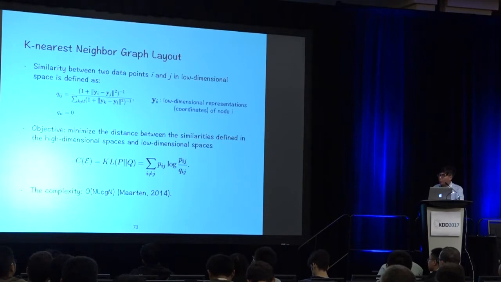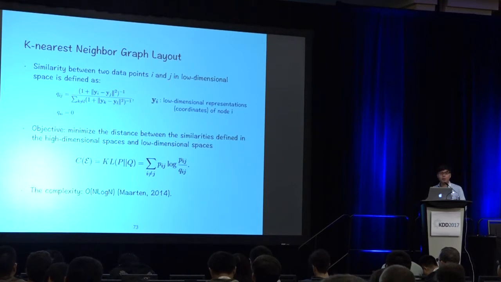The overall complexity of optimizing this objective function is n log n with respect to the number of data points n. And we can see that if n becomes very large, the complexity of this algorithm can still be very expensive.